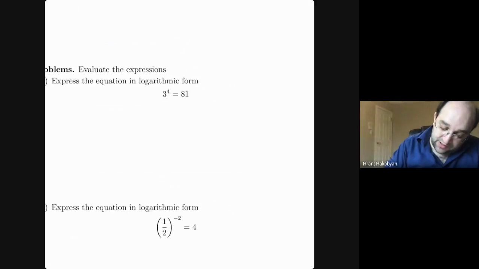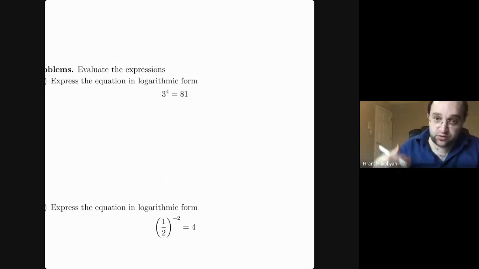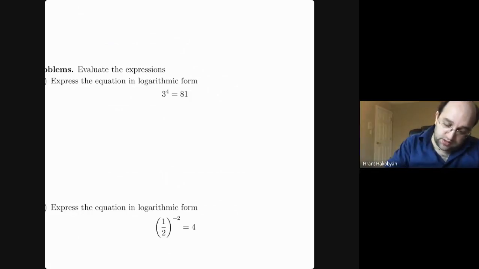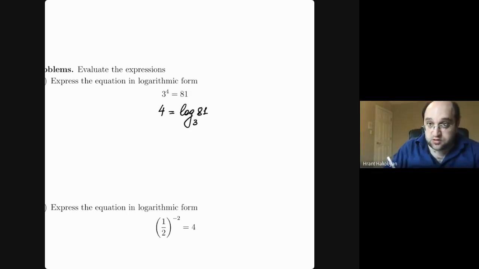If I write this using logarithms, this is saying that 4 is the power to which I need to raise 3 to get 81, right? So this is saying that 4 is equal to logarithm of 81 with base 3. So that's another way of writing the same equation.